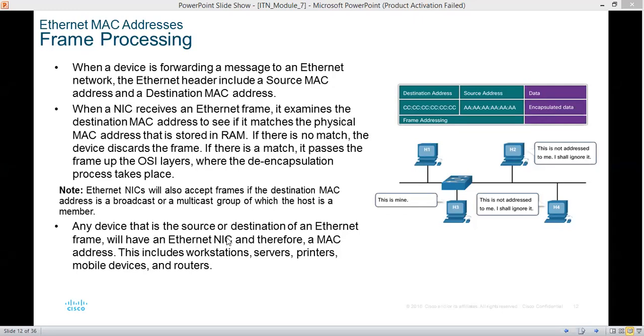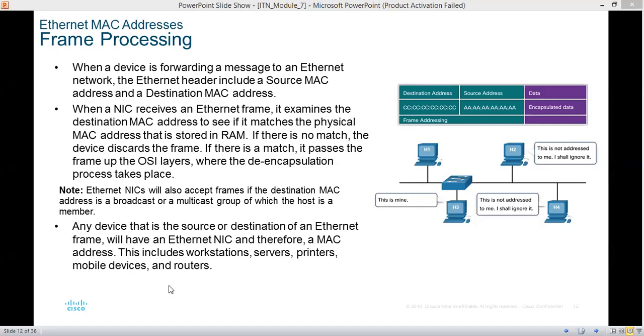Any device that is the source or destination of an Ethernet frame will have an Ethernet NIC and therefore a MAC address. This includes workstations, servers, printers, mobile devices, and routers. So what this actually means is that all these devices mentioned must have a MAC address. A router must have a MAC address. Your mobile device must have a MAC address. Your servers must have MAC addresses. Your printers, the same thing. So they all have MAC addresses, and it actually helps for sending information.